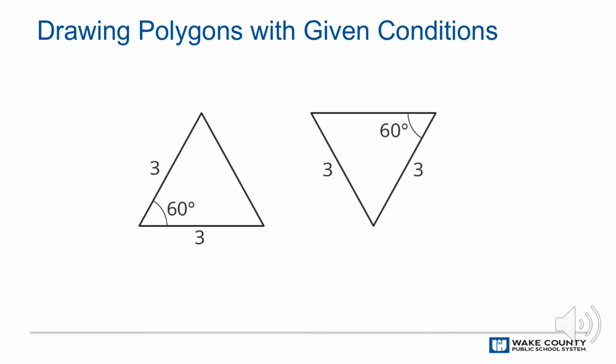Sometimes it is not possible to draw a triangle with the given information. For example, there is no triangle with side measurements 4 inches, 5 inches, and 12 inches.